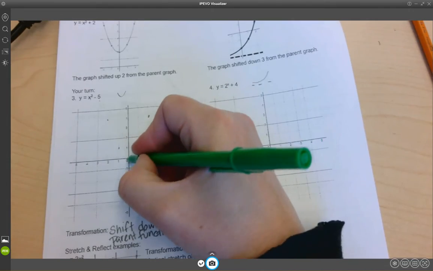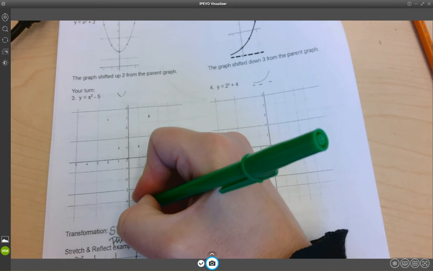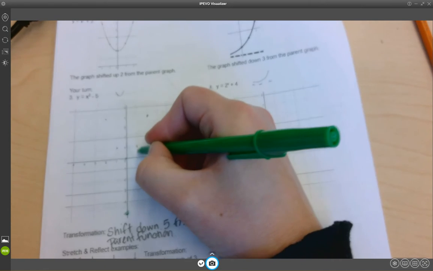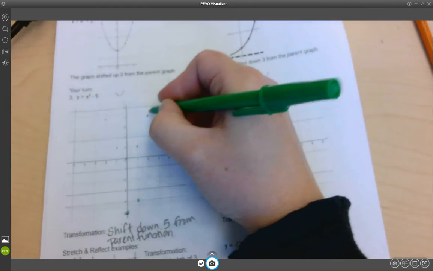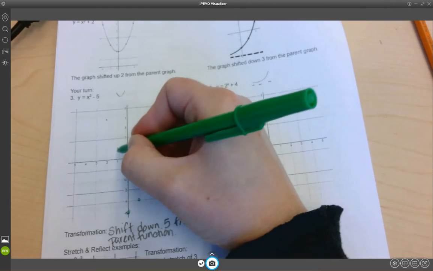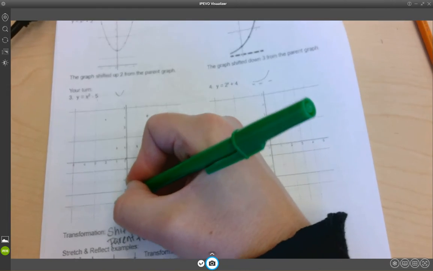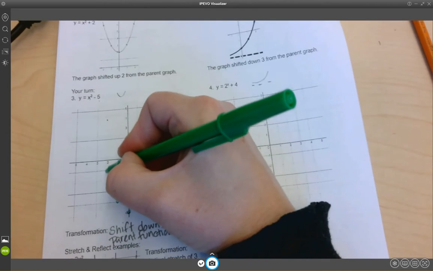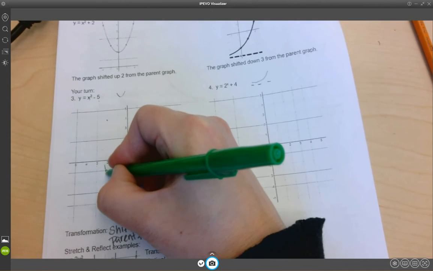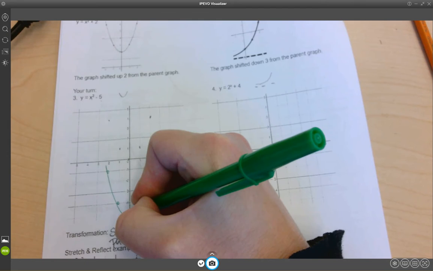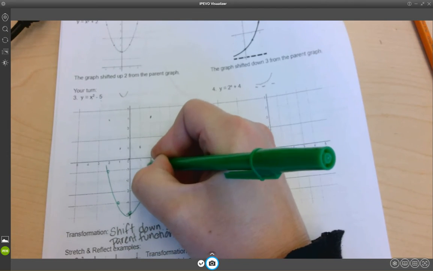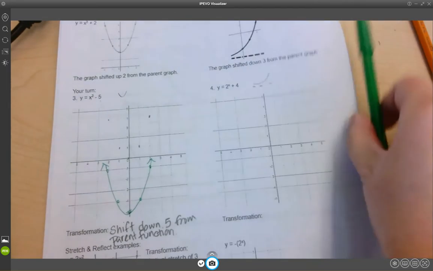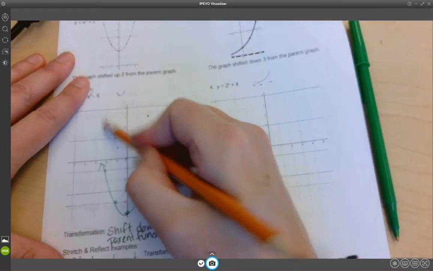So they went down 5. So we're here. This goes down 5, and this goes down 5. This one also goes down 5, and this one shifts down 5. And you want to sketch in the shape, and then you can get rid of your parent function points. But I think that that was helpful. So you don't have to keep flipping back and forth.